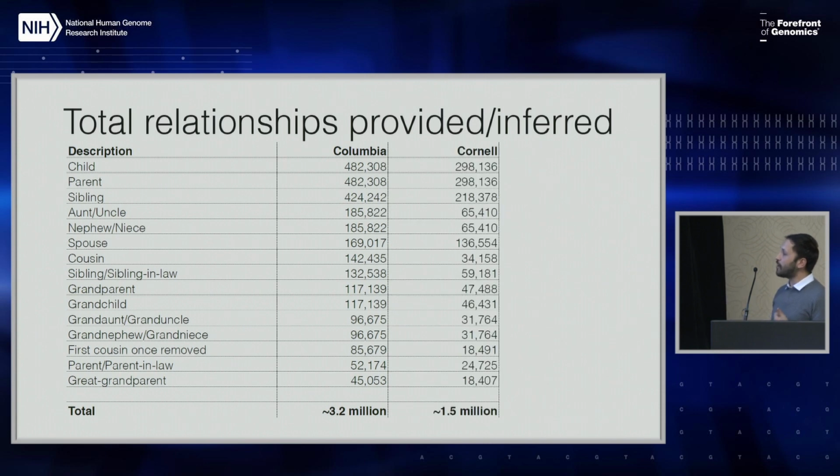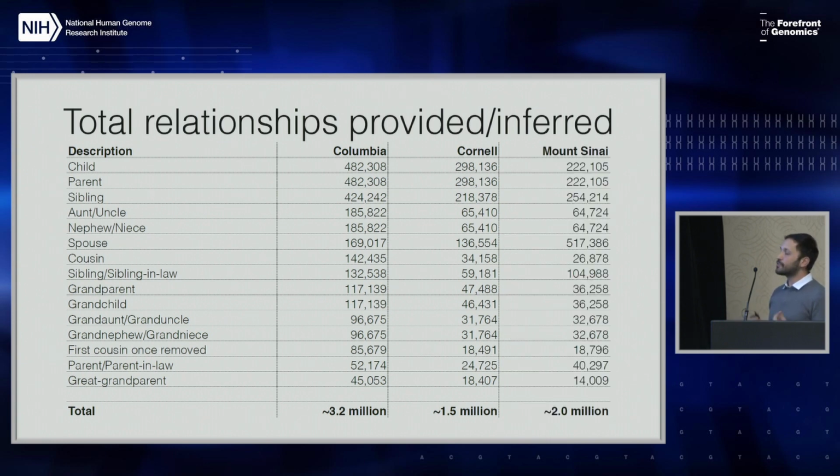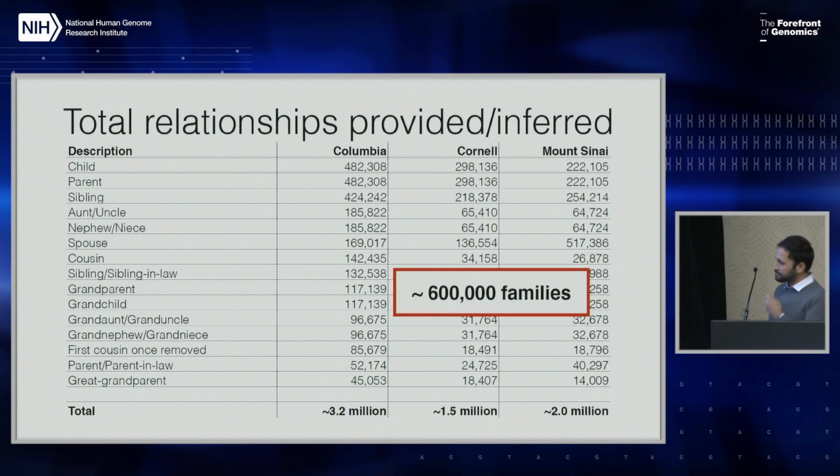But we repeated this also at Cornell, our kind of sister institution in New York, as part of New York Presbyterian Hospital, and we find another 1.5 million relationships there. We repeat this at Mount Sinai, our competitor in New York, and we find another 2 million relationships there. Lots of interesting dynamic things going on that we could peel into. Overall, we find about 600,000 families across these three data sets.